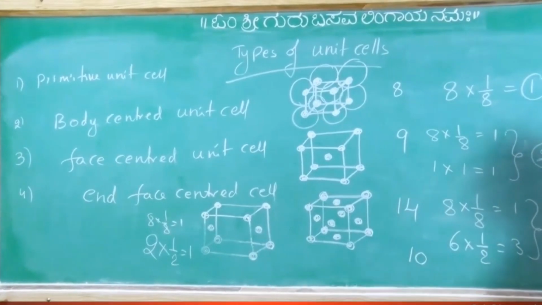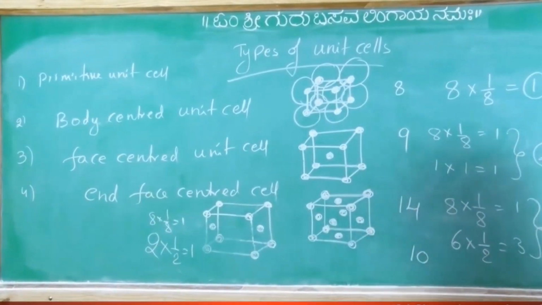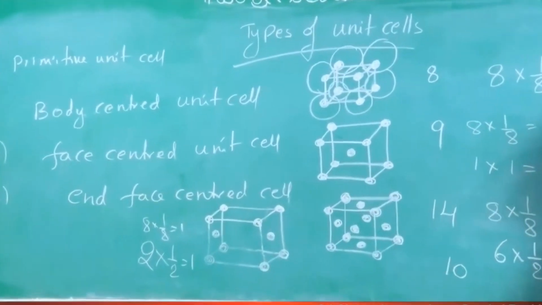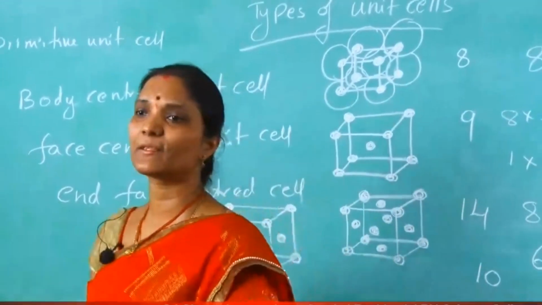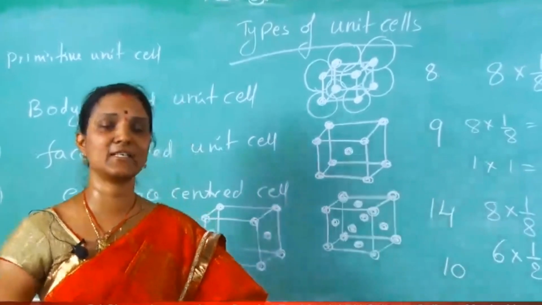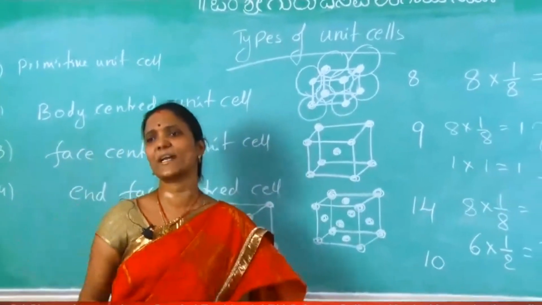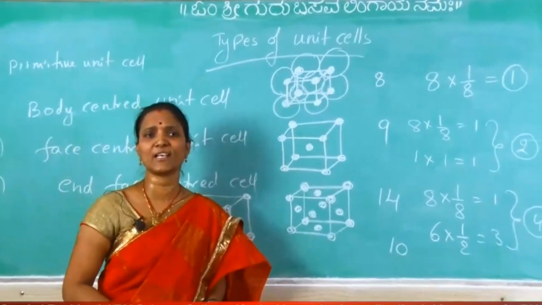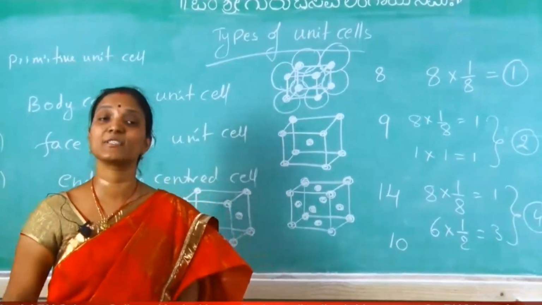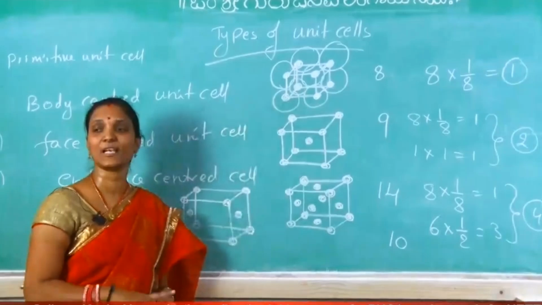And in end face center, how many are we getting? 2 particles. Which unit cells have the same number of particles? Given answer? Body center and end face center. Which unit cell has more number of particles? Given answer? Face center. Where are more lattice points present? Face center, because in face center 14 lattice points are there.